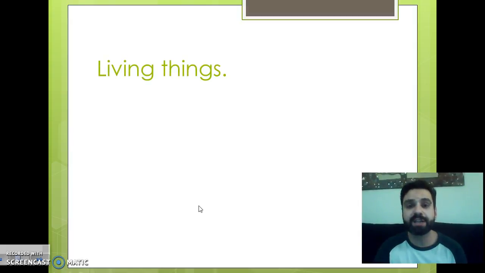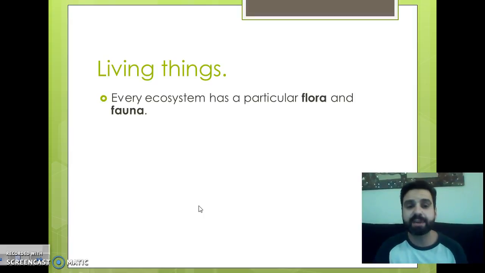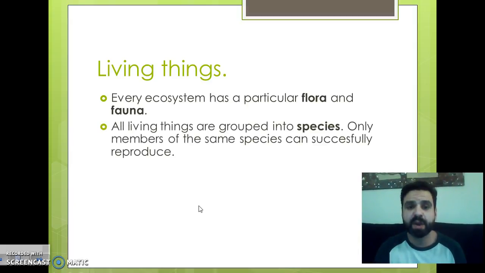Finally, we are dealing with living things. Every ecosystem has a particular flora, which are plants, and fauna, which are animals. All living things are grouped into species. Only members of the same species can successfully reproduce. For example, trees can only reproduce with the same types of trees. They cannot reproduce with other animals, for example.